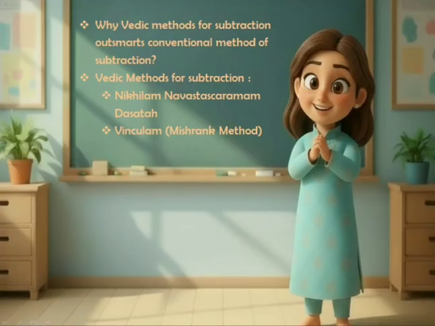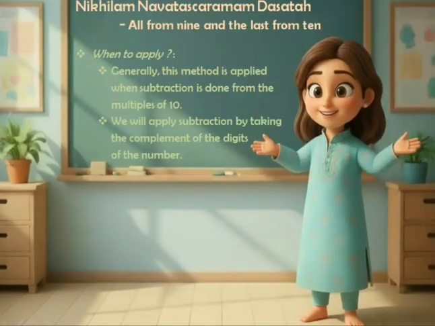The two Vedic methods for subtraction are: first, Nikhilam Navatashcaramam Dashatah, which means all from 9 and the last from 10. Second, the Vinculum method, also called the Mishrank method. In today's class, we'll focus on the first one. Repeat after me. All from 9 and the last from 10. Can you guess what that means?